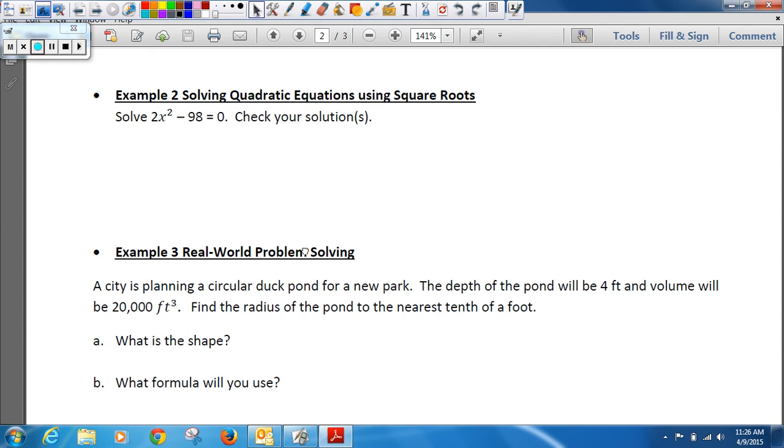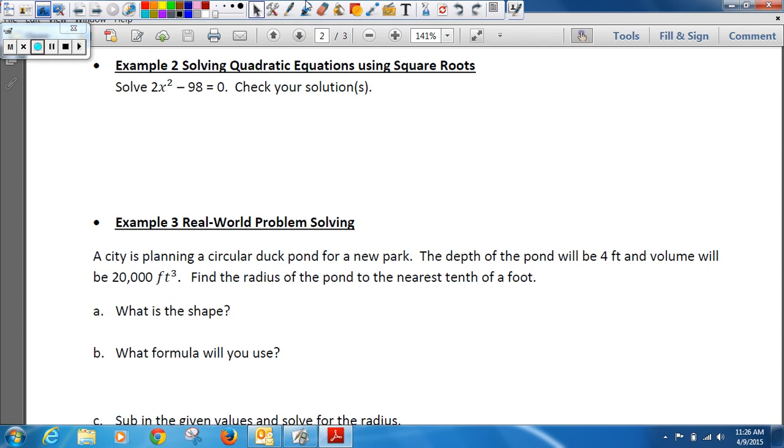Our next example is solving using square roots. So basically you are just solving it and getting x by itself. So this is just solving an equation like we did before. So the opposite of minus 98 is to add 98 to both sides. Those cancel out. I'm left with 2x squared equals 98. The opposite of times 2 is to divide by 2. I get x squared equals 49.